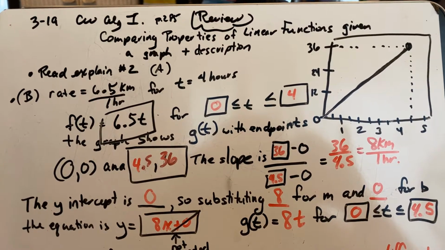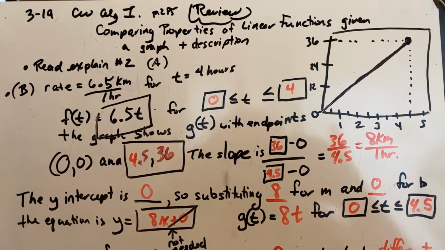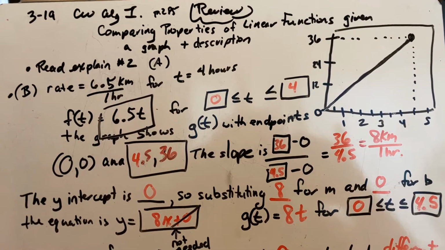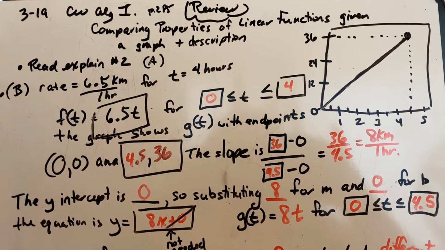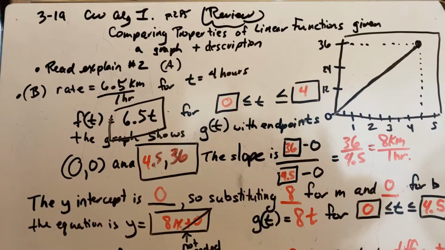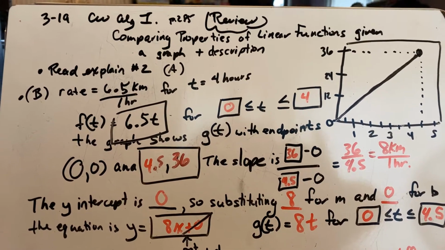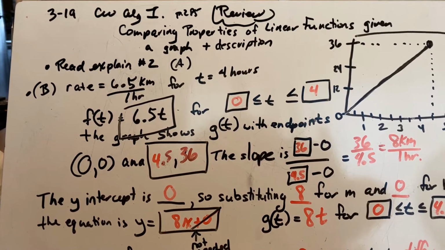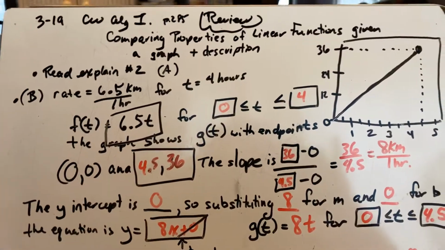Again, that's page 285. What I'd like you to first do is read the explain number 2 for A. What we're doing is comparing properties of linear functions given a graph as well as a verbal description. So A talks about a rainstorm and looking at the endpoints, and we're talking about calculating the slope given a graph. And they also talk about the range.